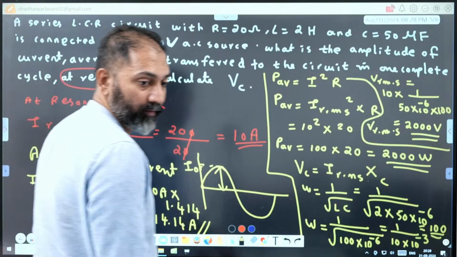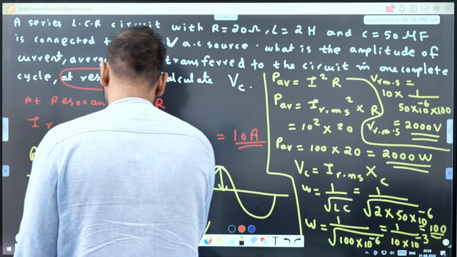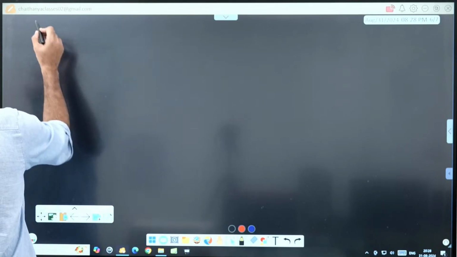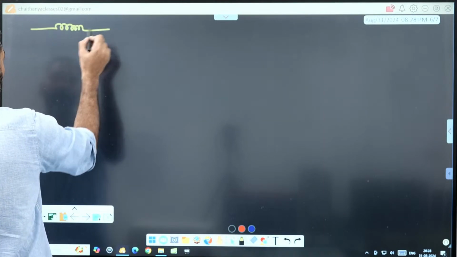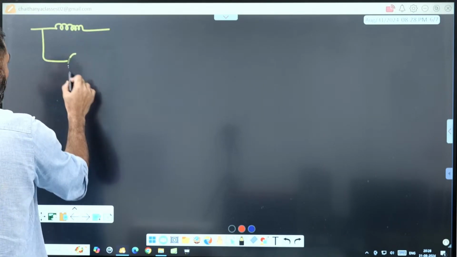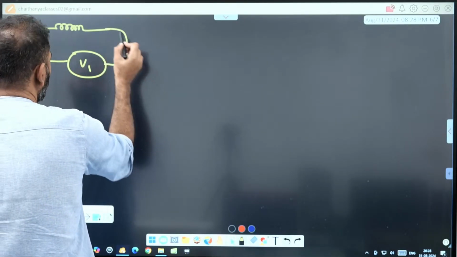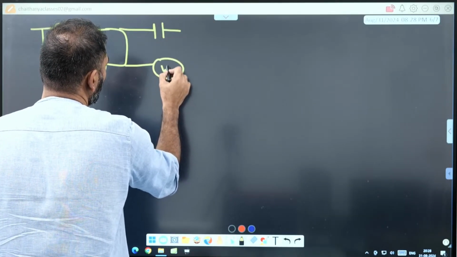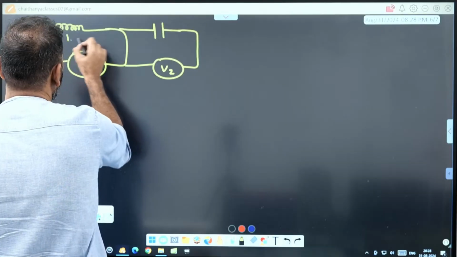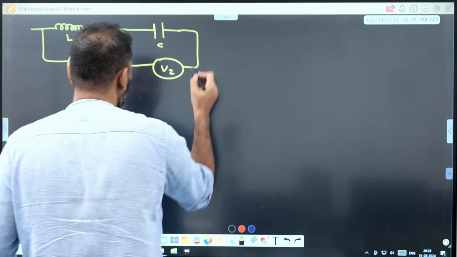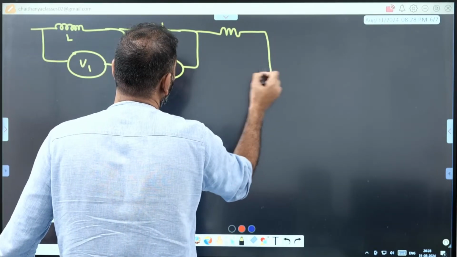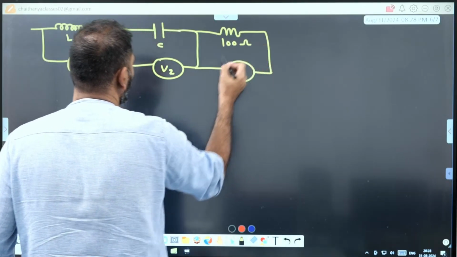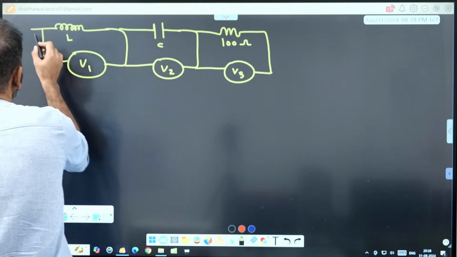Done, finished? So next question. The next is a figure based question. This is an inductor, voltage across inductor V1, then capacitor, voltage across capacitor V2, inductor, capacitor, then resistor, voltage across resistor V3. This is 100 ohm, and there is an ammeter.